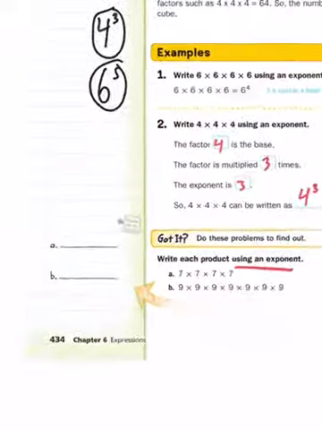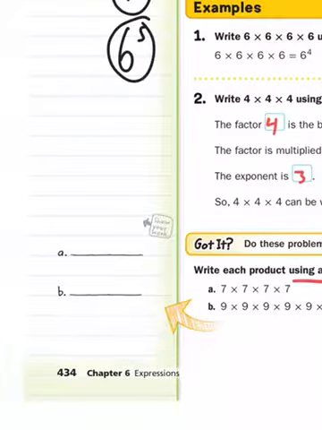All right, let's see how you did. So in A, you had 7 times 7 times 7 times 7, which is 7 to the power of 4, because there are 4 sevens. Be careful, don't write it with a big exponent because it looks like 74. You want to make sure your exponent is small.